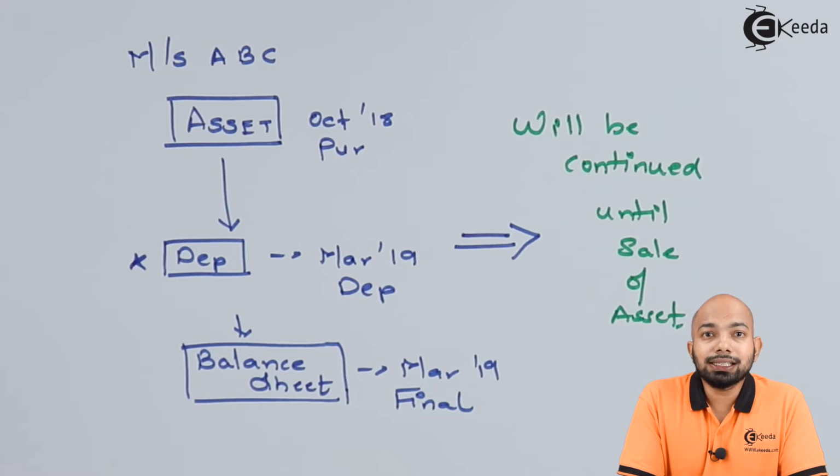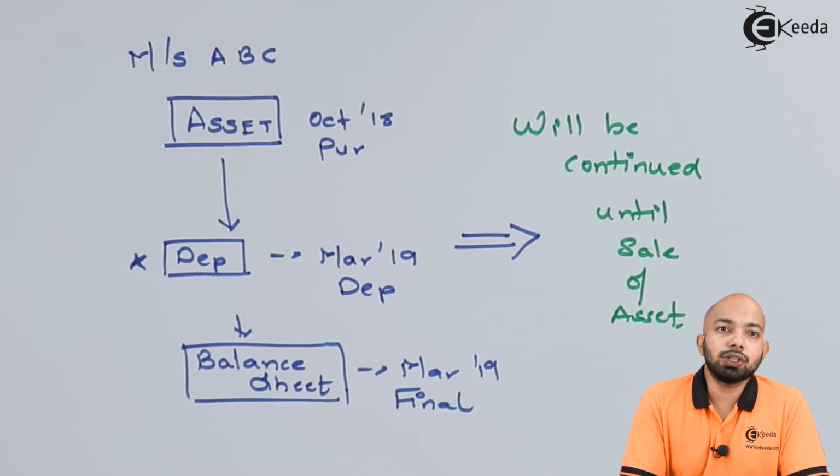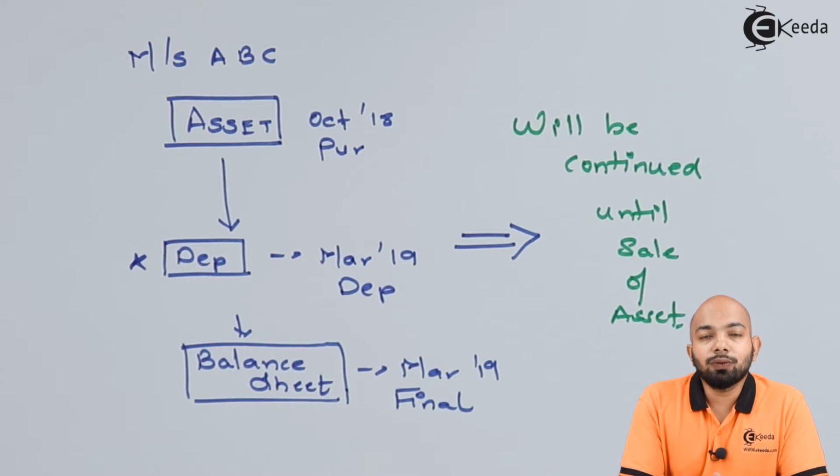It will be continued until sale of asset. Now this process that we have followed is procurement of asset, charging depreciation, and then showing it in the balance sheet. Out of these three steps, the last two, charging depreciation and showing the value in the balance sheet, will continue every year until there comes a time when you have to sell that asset or the asset becomes obsolete. However, the first entry will be recorded only in the year of purchase because you don't purchase that same asset every year. Hence, once you record the purchase transaction, the next two transactions, charging depreciation and showing that value in the balance sheet, will be done at the end of every financial year.